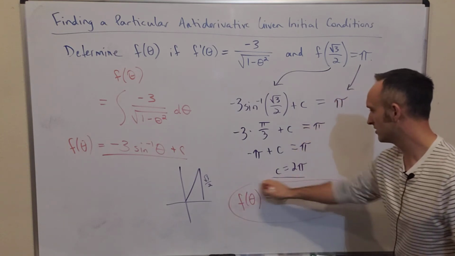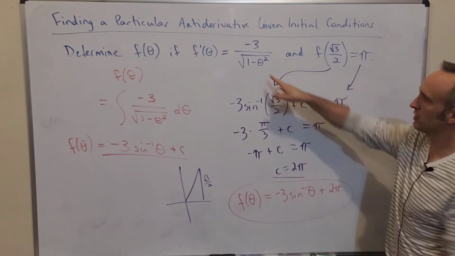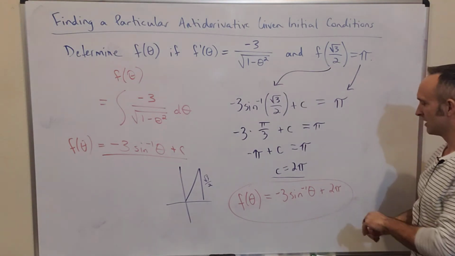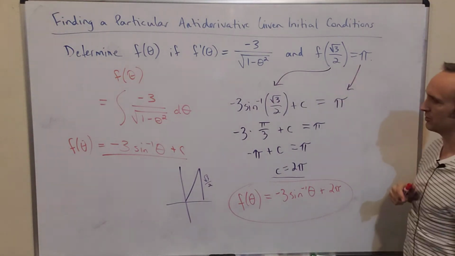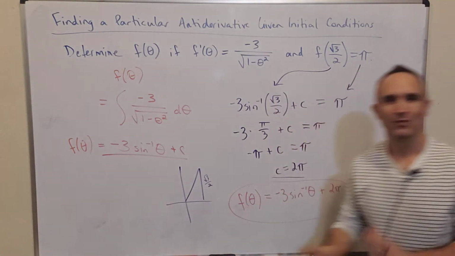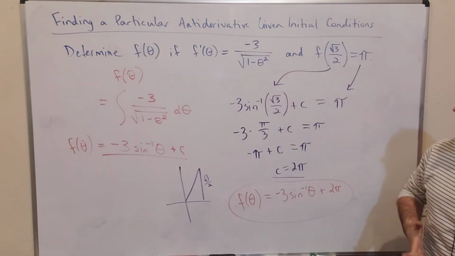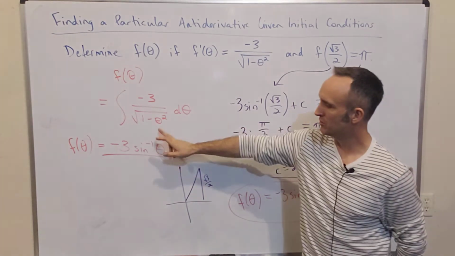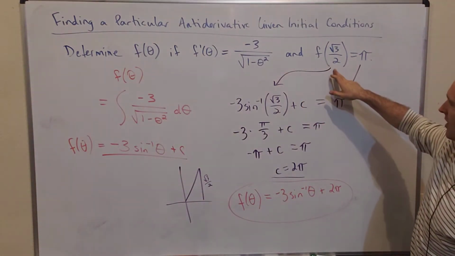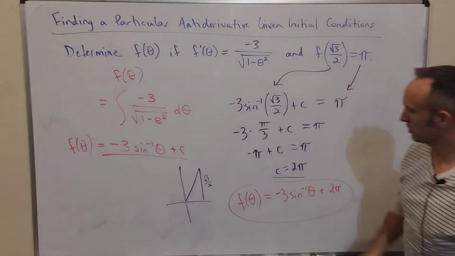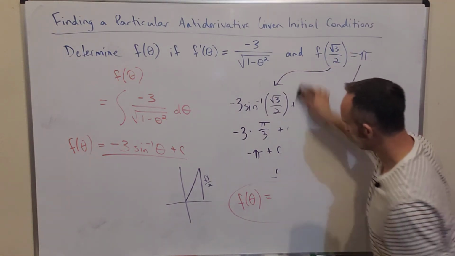And if you check this, again, differentiate this, you should get this derivative function. And this constant helps us satisfy this initial condition. Okay, so that's good practice with antiderivative using an inverse trig function, as well as finding a constant using an initial condition. We'll do one more example.